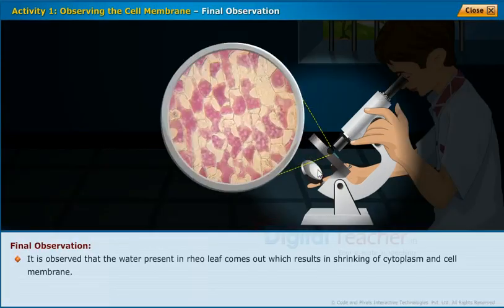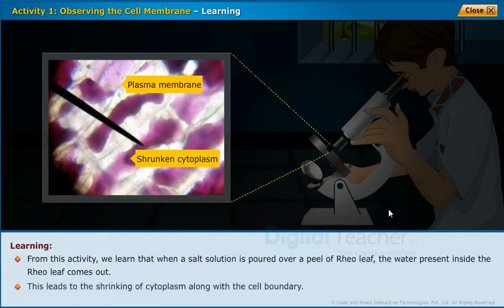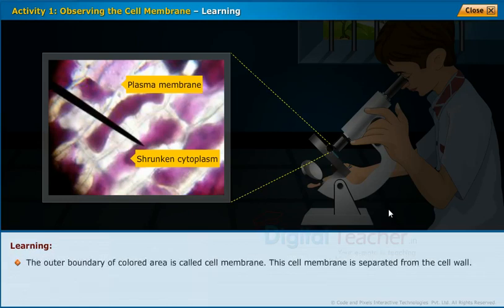It is observed that the water present in the Rheo leaf comes out, which results in shrinking of cytoplasm and cell membrane. From this activity, we learned that when a salt solution is poured over a peel of Rheo leaf, the water present inside the leaf comes out. This leads to the shrinking of cytoplasm along with the cell boundary. The outer boundary of colored area is called cell membrane. This cell membrane is separated from the cell wall.